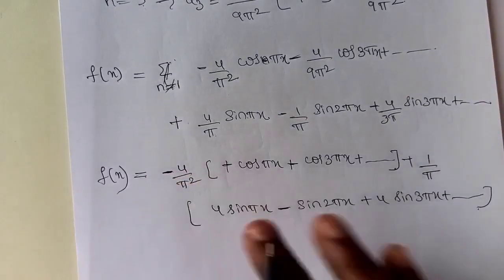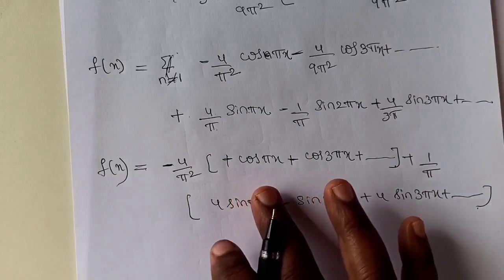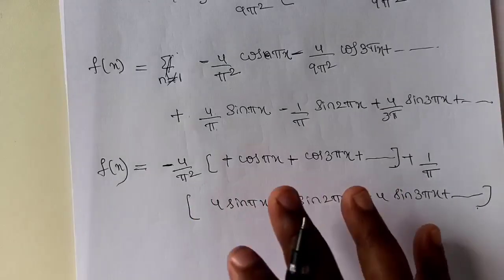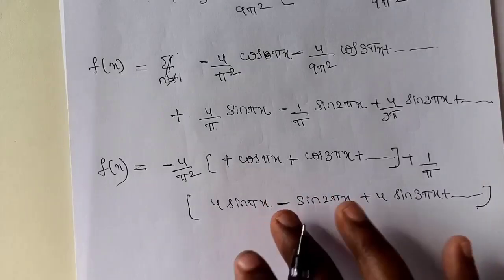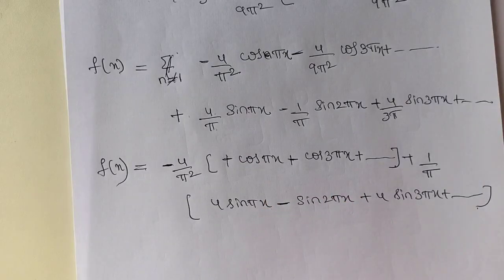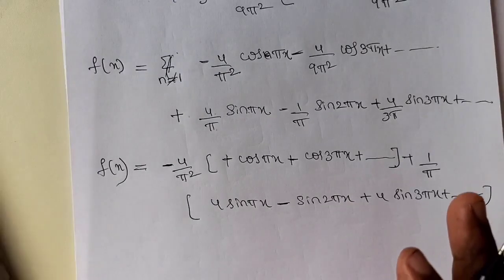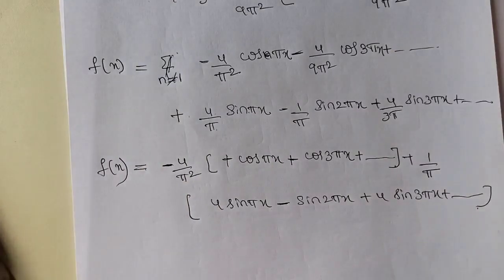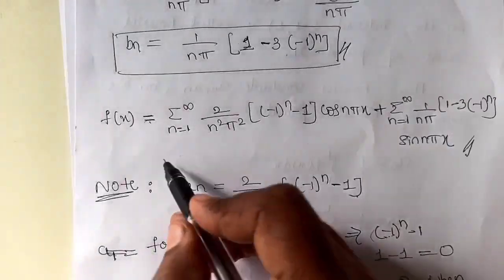So if they ask to show this, you have to substitute the n values, that is n equals 1, 2, 3, in the bn and an. Then finally you substitute in the given Fourier series and simplify, and you will get the required answer. Otherwise you just have to write the Fourier series. That means you have to find the a0 value, an value and bn value and substitute into the Fourier series. Then you will get the answer like this.